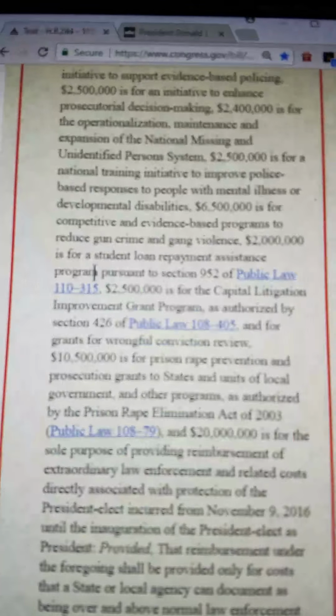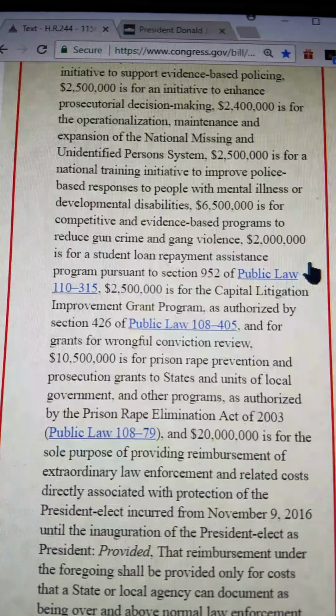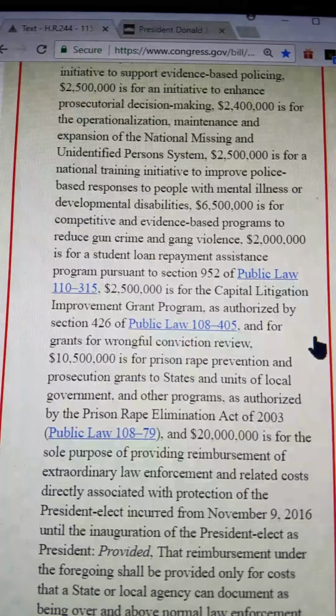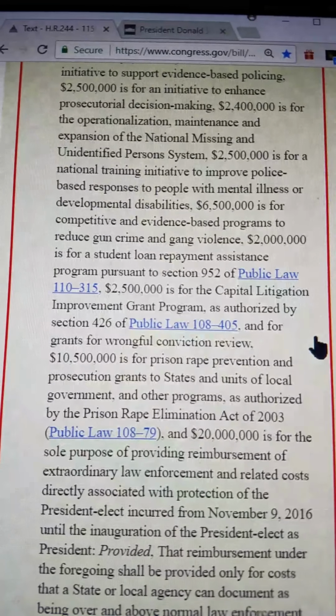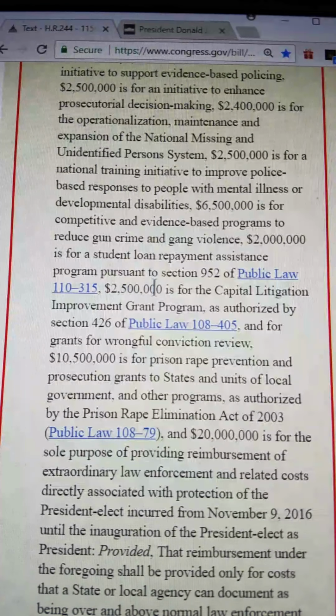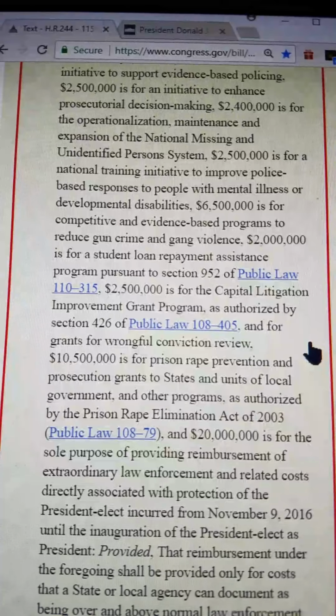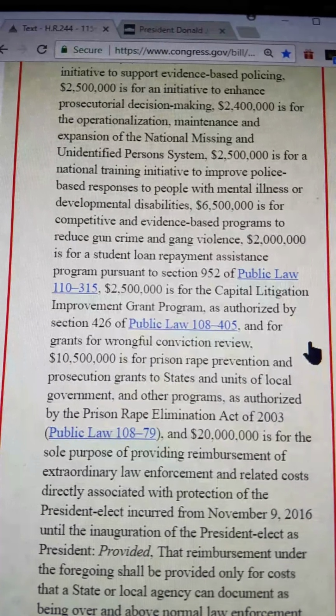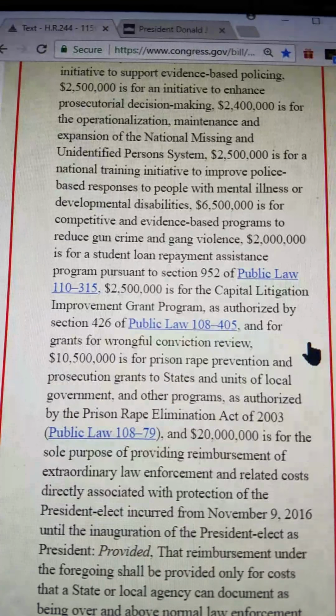$2 million is for a student loan repayment assistance program pursuant to Section 952 of Public Law 110. $2.5 million is for the Capital Litigation Improvement Grant Program as authorized by Section 426 of Public Law 108, and for grants for wrongful conviction review.